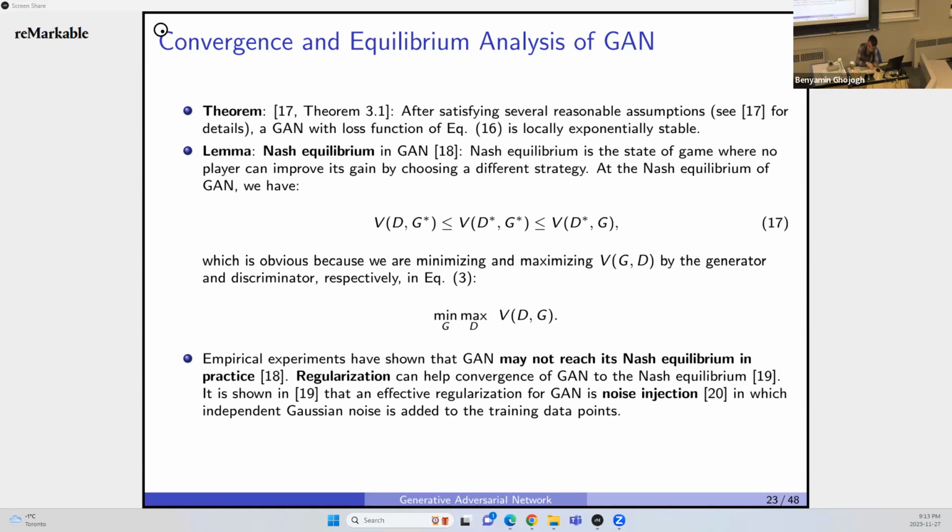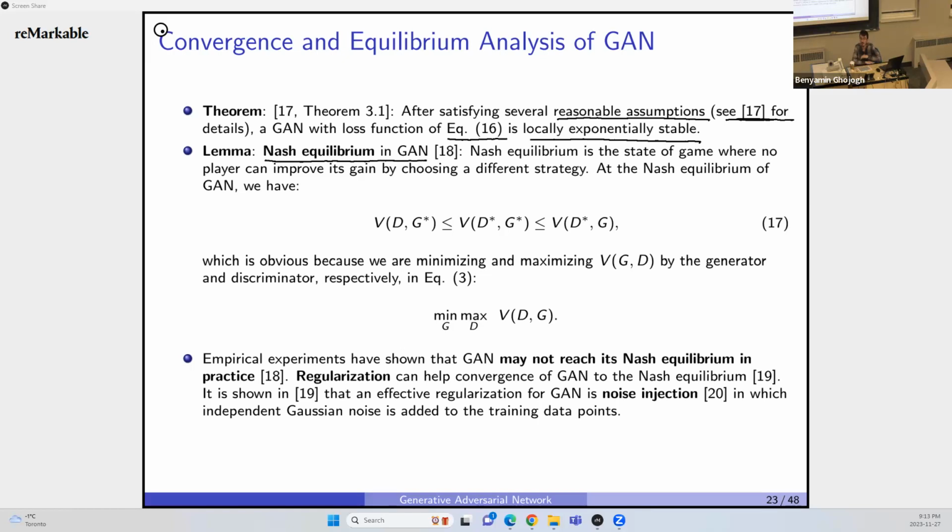After satisfying several reasonable assumptions, which I skip (you can see this reference for details), again, with the loss function of equation 16, it is locally exponentially stable. Okay, it's stable. And now let's talk about Nash equilibrium in GAN.